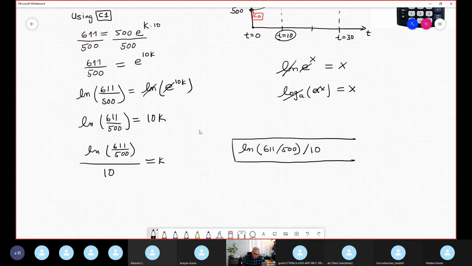Let me try, because I want to write exactly what is the total answer. It's ln of 611 divided by 500, close the parenthesis, divided by 10. Okay, wow, it's almost 0.0200, 8, 6. At least in my calculator, I get that. Okay. You can truncate it, you can round, or you can, I highly recommend doing it that way.